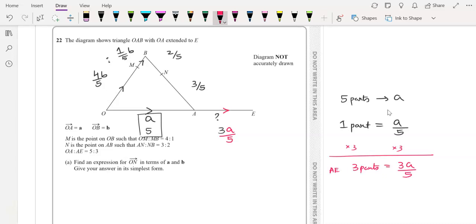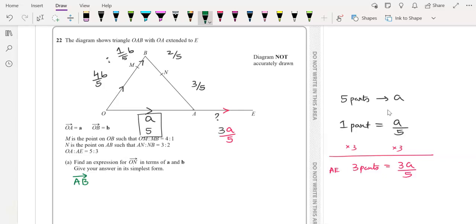Okay. Now we have all the information that is needed for the question. First part, find an expression for ON in terms of A and B. So you need to find vector ON. Now to find vector ON, first we need to find vector AB. So let's work out vector AB.